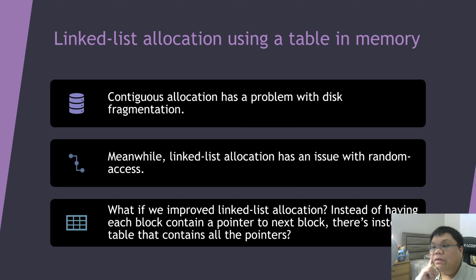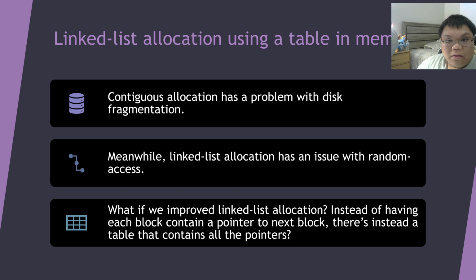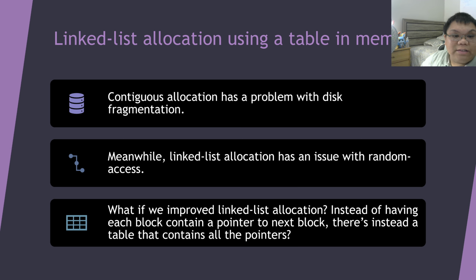Here's the next thing we can do. Linked list allocation using a table in memory. So here are the problems so far. Contiguous allocation has a problem with disk fragmentation. Linked list allocation has an issue with random access.